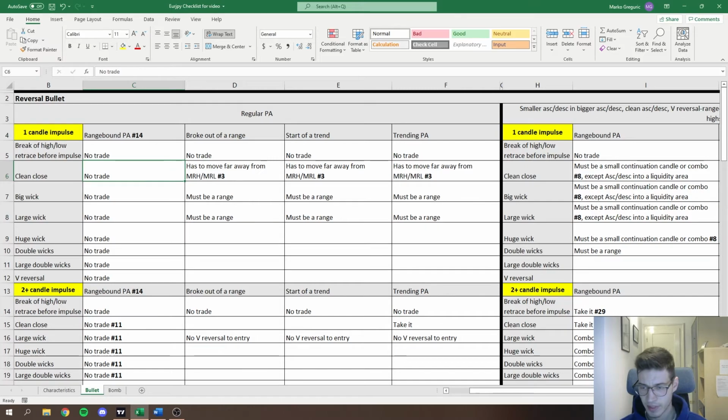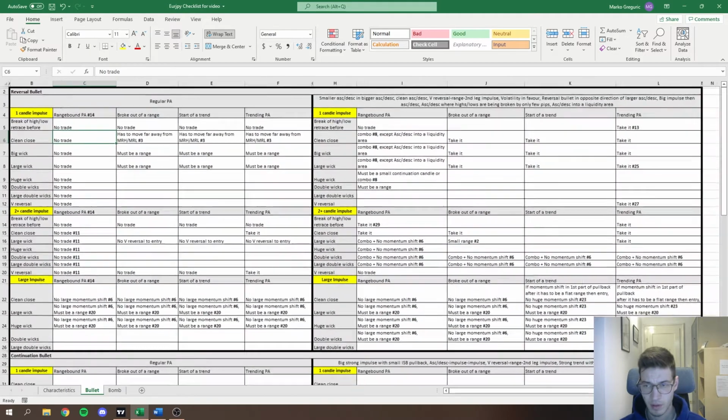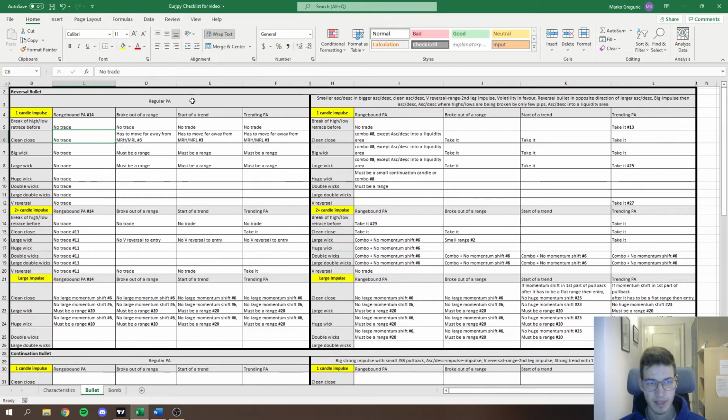But then let's say for example that we do have a reversal bullet. It is a regular price action. It is actually a large impulse.